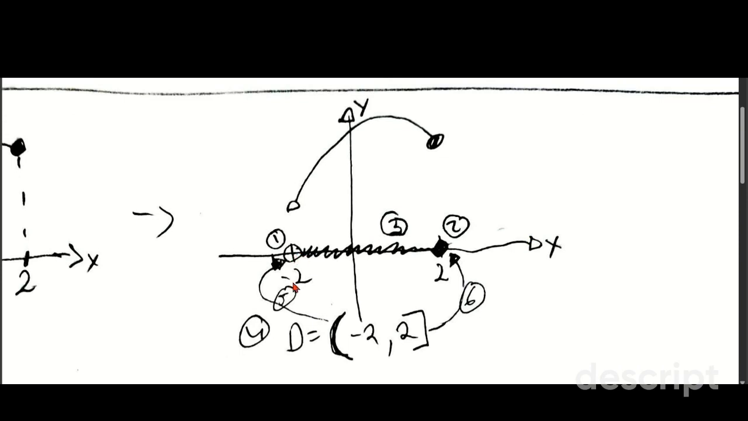First, I put a hole at -2, step 1. Step 2, I put a solid dot at +2. Step 3, I shade here between them, so that's solid. Why? Because the curve above is solid, that's why.